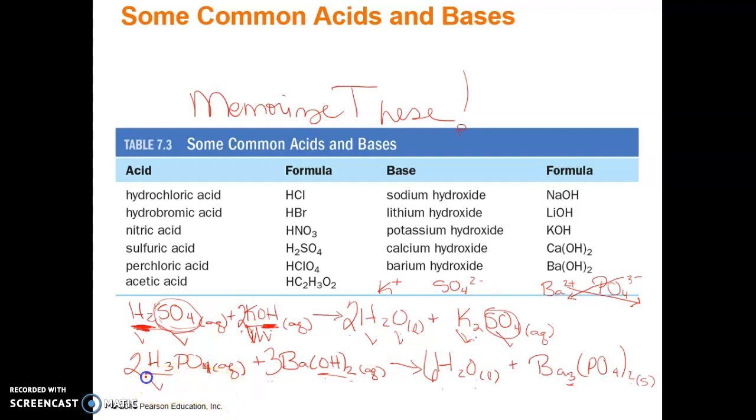I have the 12 hydrogens, the 2 phosphates, 2 phosphates, 3 bariums, and 6 oxygens. So this one balances. Excellent job. That was a tough one.